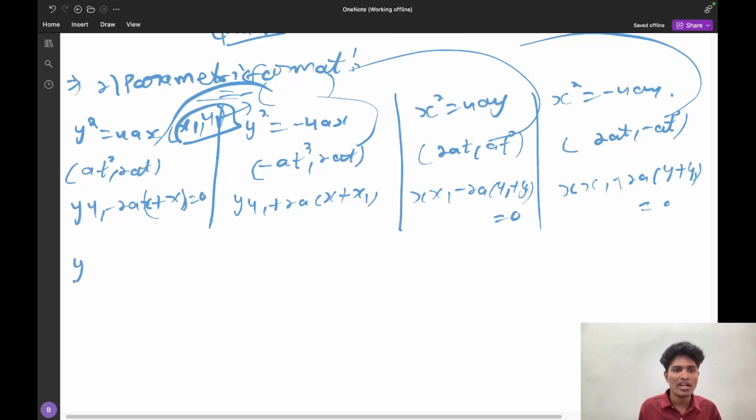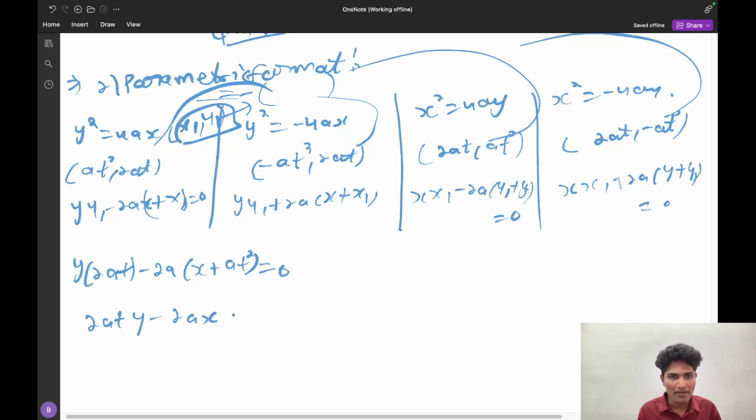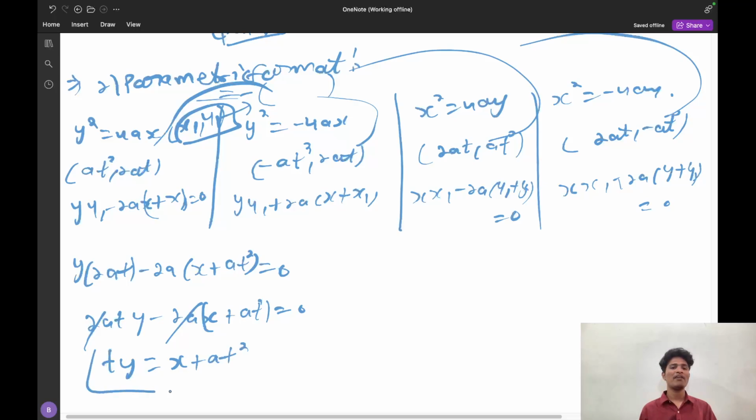What you will get? You will get y into 2at minus 2a into x plus at square is equal to 0. And when I solve this, I will get 2aty minus 2ax, and if I observe carefully, 2a into x plus at square. If you observe carefully, 2a will get cancelled. What I will get? I will get ty is equal to x plus at square. So ty equal to x plus at square is the answer for this.